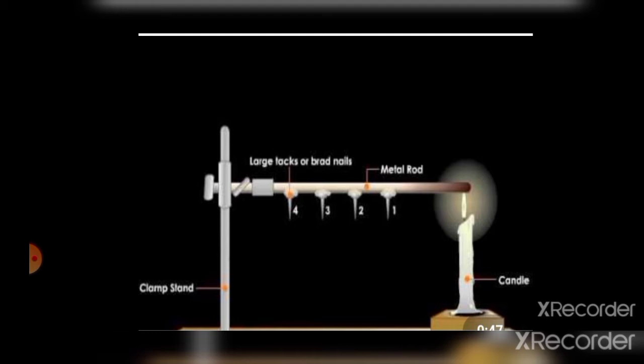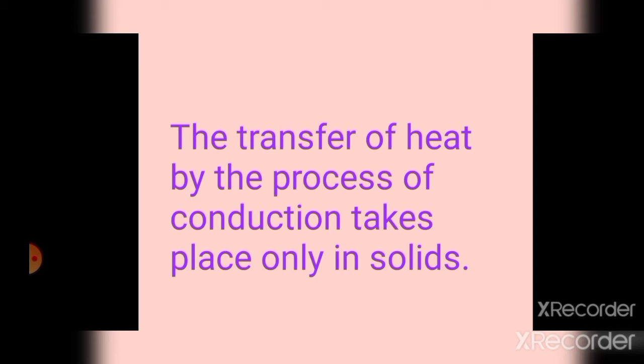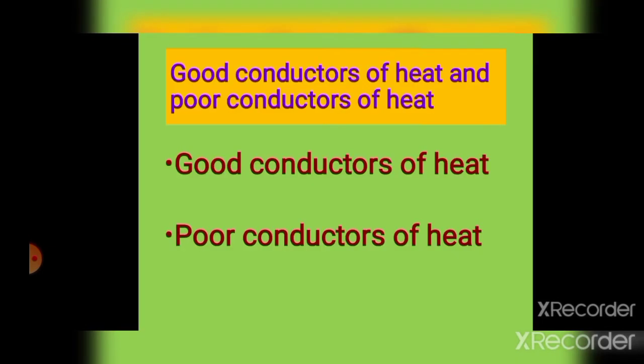From this activity, we conclude that heat is transferred from the hot end of the aluminium rod to its colder end by the process of conduction. The transfer of heat by the process of conduction takes place only in solids. Now we will discuss good conductors of heat and poor conductors of heat.